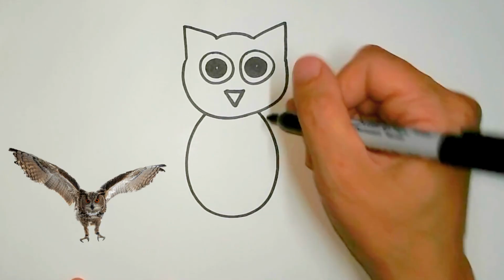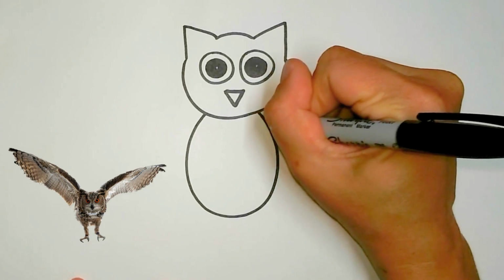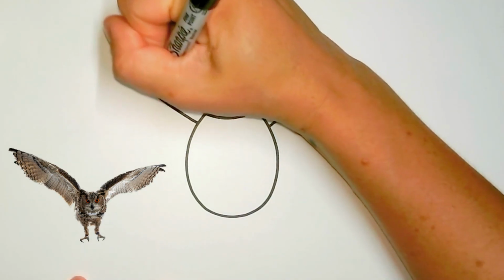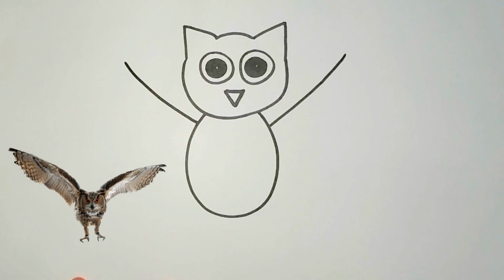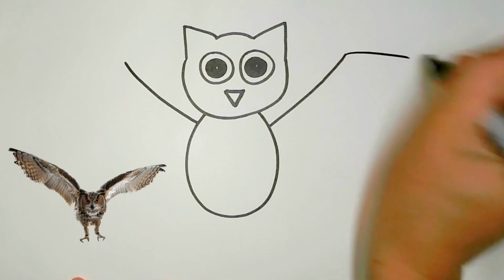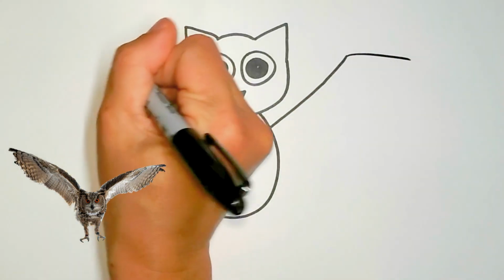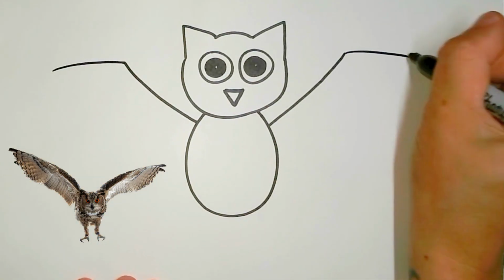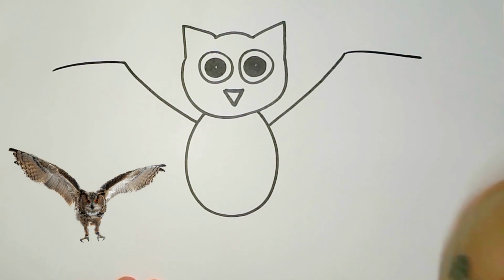My owl's going to have big, beautiful wings. So I'm going to do a curved line up and out, curved line up and out on both sides. I'm going to do a little straight line out to make his wings a little bit longer. Straight line out on both sides, trying to make it match if you can.